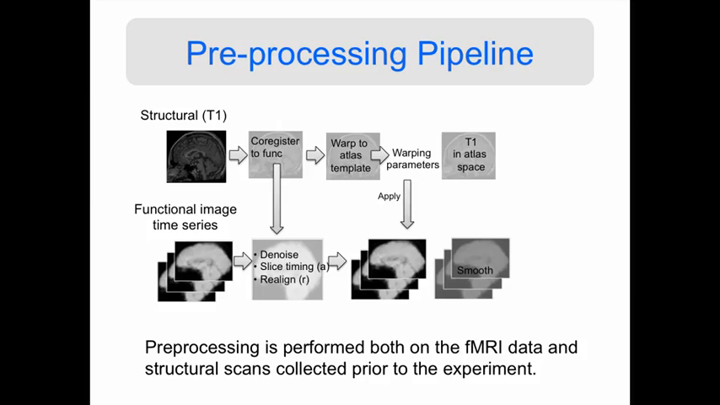So here's an illustration of the pre-processing pipeline. And note that when we perform an fMRI experiment, we collect both structural T1 images and functional T2 star images. And so the pre-processing is performed both on the fMRI data and the structural scans. Throughout this lecture and the next one, we will talk about all these different steps, and so we'll revisit this slide towards the end.